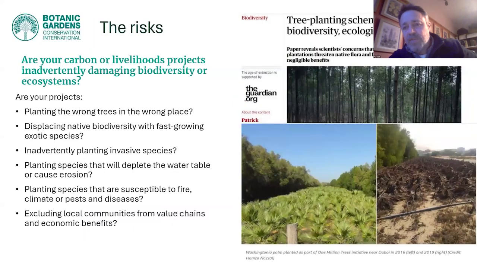So what are the risks of planting exotic species in the wrong place? Well, one is that your whole project may fail because soil or climate or whatever is not right. There's an example here from Dubai, planting Washingtonia, where no matter how much you irrigate, it's just too hot for Washingtonia. So, of course, the trees are going to die.